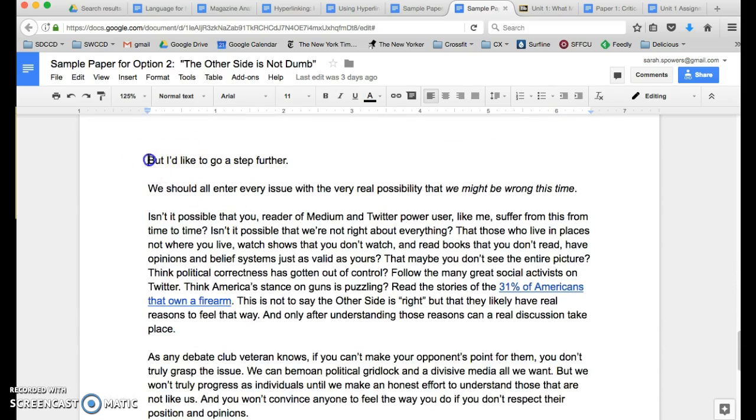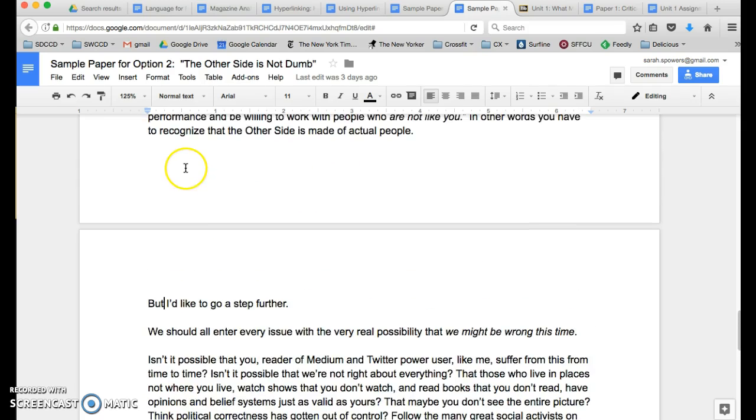So here's the example of one sentence. It's obviously not a paragraph, right? And you wouldn't want to do this with all of your sentences. That would be insane. But one sentence, but I'd like to go a step further, is lovely here just on its own, and it makes you want to keep reading. So this kind of thing for emphasis works really well, right?